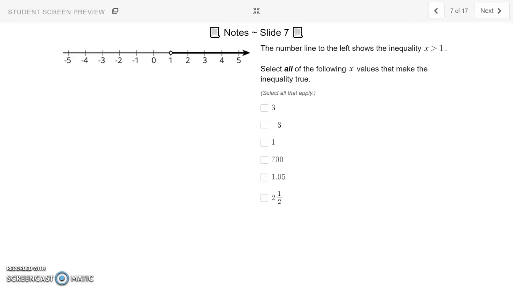All right, see if you can test out slide 7. See if you can figure out all of the values that will make x is greater than 1 a true inequality. So use the visual to help you.